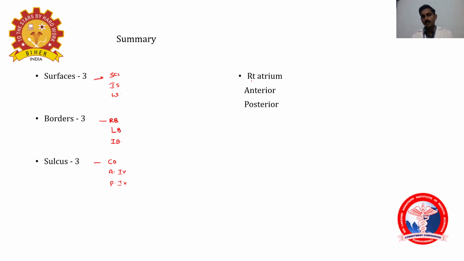And in the right atrium, there are two chambers, an anterior part and a posterior part. We have a rough anterior part and a smooth posterior part.